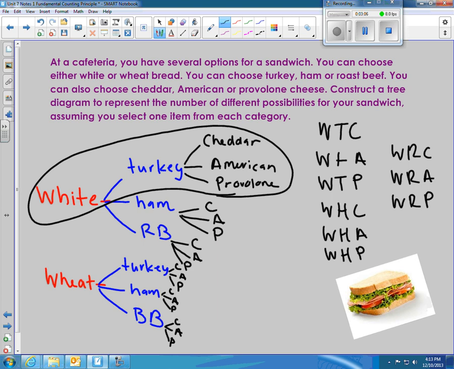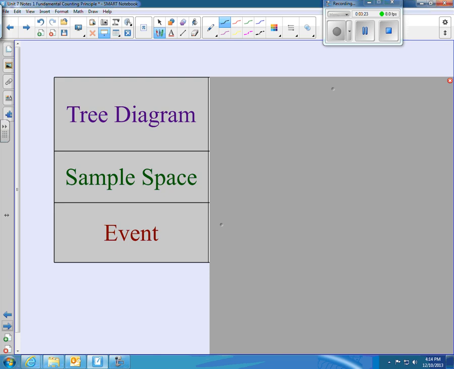So just choosing white bread, counting those up, I have 9 choices just with white bread. So if we also include wheat bread, we have 18 choices. This is a tree diagram representing that. All right, so this represents that outcome.